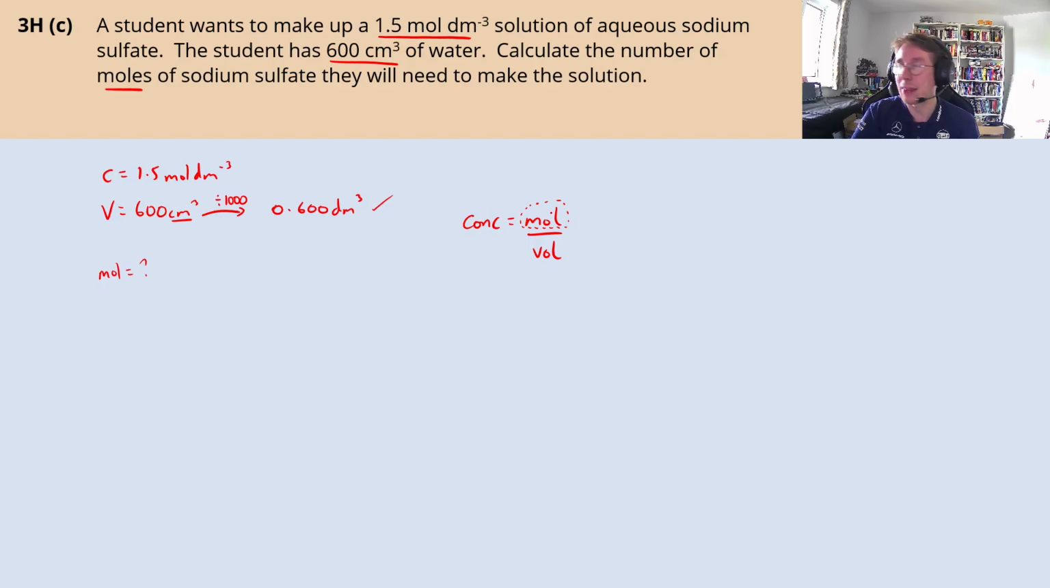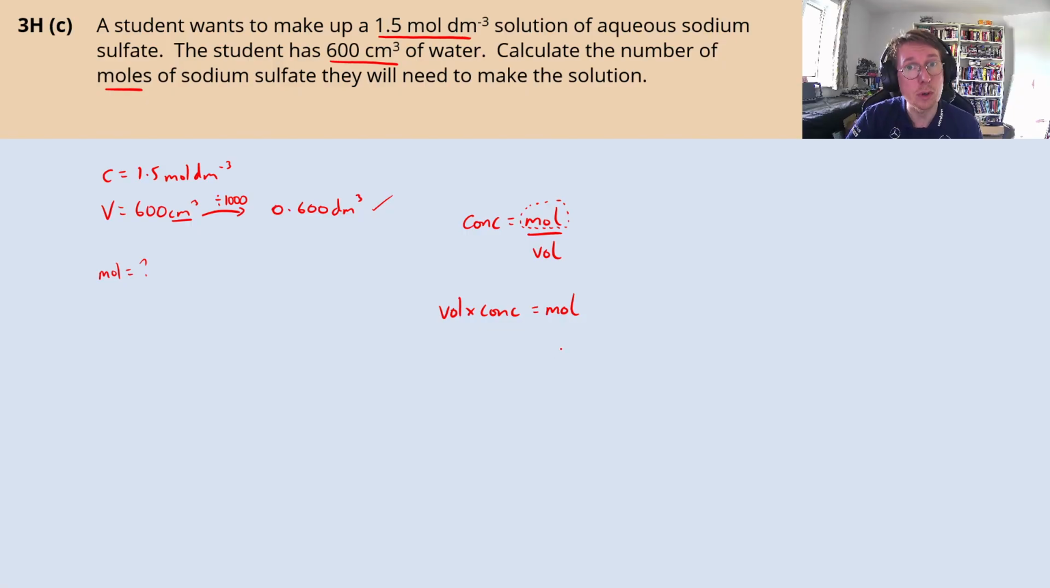So we need to get that on its own in the equation. So we need to move volume over to the other side. Well, currently, it's being divided by volume. To move it over, we need to multiply both sides by the volume. So therefore, volume times concentration is equal to our number of moles.